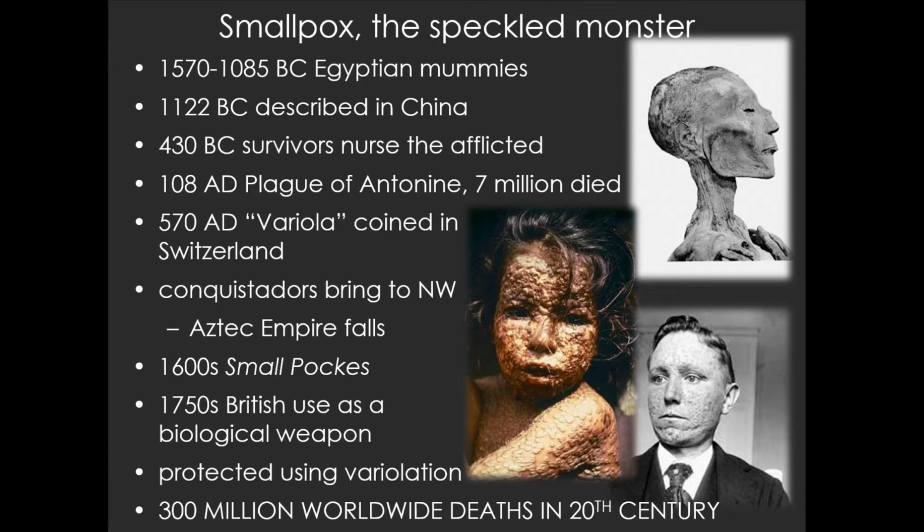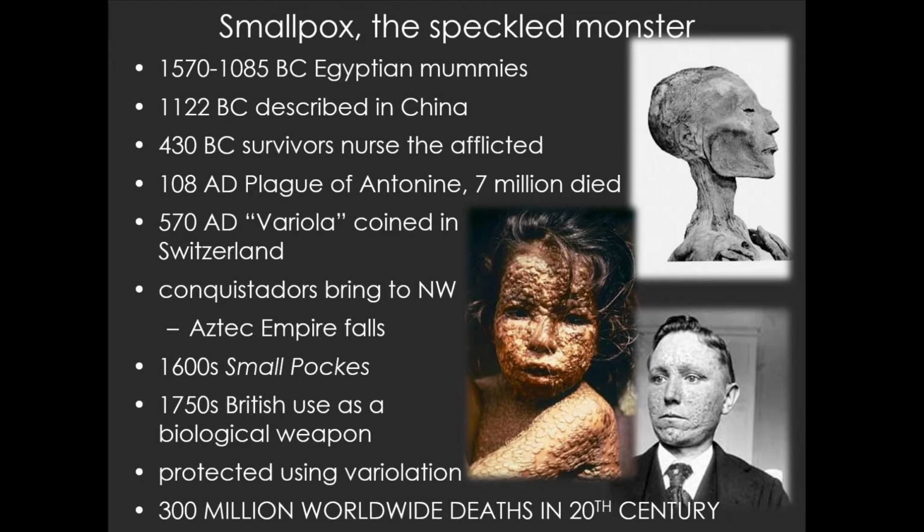In fact, there are Egyptian mummies, including Ramses V here, at even 1500 BC, who showed evidence of smallpox. It was described in China in about 1100 BC, and by 430 BC, there was some idea that people who had survived smallpox could nurse people who were currently ill with smallpox and not contract the disease again. Fast forward about 500 years, in 100 AD, the plague of Antonine killed 7 million people in the Roman Empire.